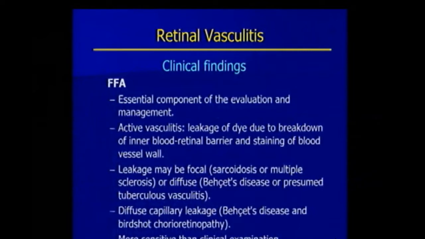Leakage may be focal. Again, fluorescein angiography is very important for the differential diagnosis because if the leakage is focal, you have to think about sarcoidosis or multiple sclerosis, as I showed you. If it is diffuse, you can think about Behçet disease or tuberculous vasculitis.